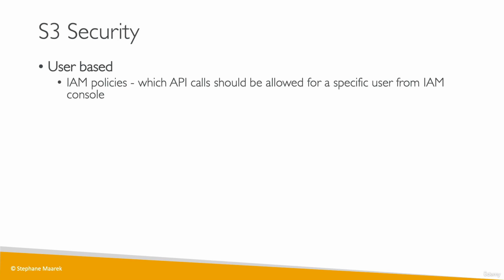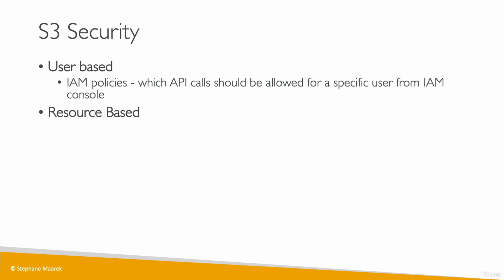Okay, so now let's talk about Amazon S3 security. So it's very complex, but first you have user-based security. So our IAM users have IAM policies, and they authorize which API calls should be allowed. And if our user is authorized through IAM policy to access our Amazon S3 bucket, then it's going to be able to do it.